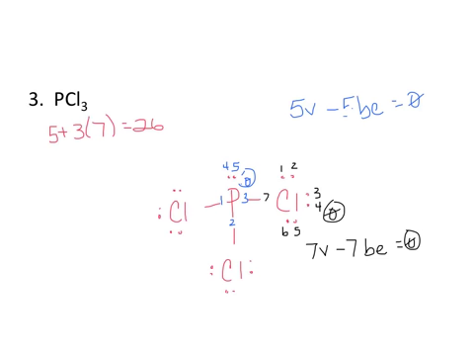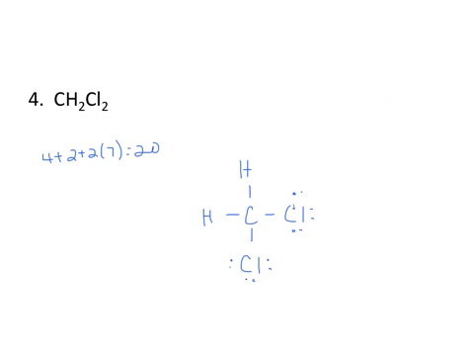Now, you could do those other chlorines, but if you take a look at it, they're all exactly the same. They're all going to be 0. So this is the way we have this structure drawn correctly. Let's take a look at CH2Cl2. Let me find mine really quick.